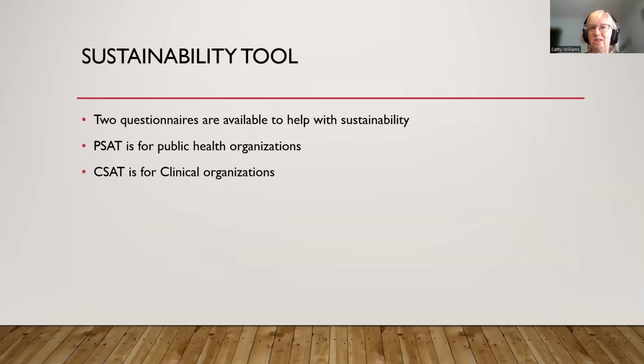So the class talked about a sustainability tool. There are two questionnaires available to help with sustainability. The PSAT is for public health organizations and the CSAT is for clinical organizations. We don't necessarily fall into either one, but we work with a lot of organizations that might fall into one or the other. I'm thinking that we might be able to use one of these tools or share the tools with the groups that we work with. I've already shared it with one of our organizations.